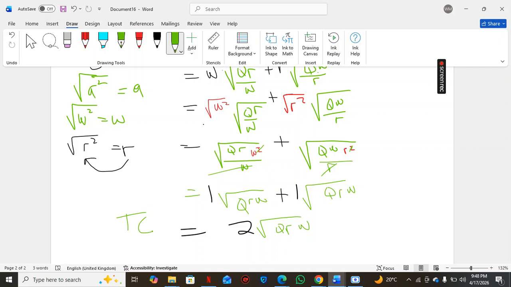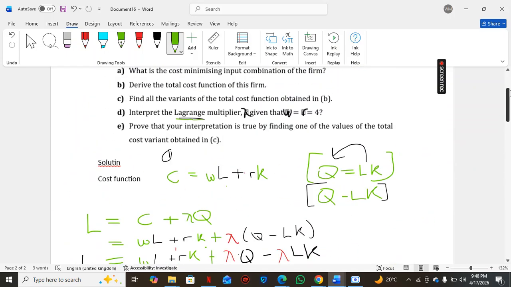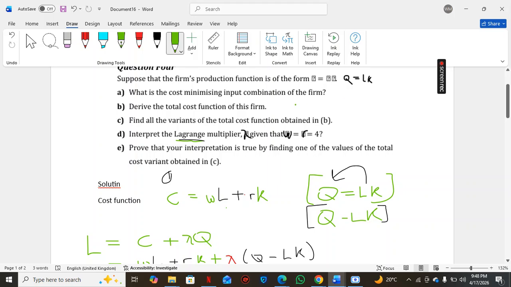When you do a lot of these tabulations, even your brain feels tired. So we're going to the next part now. Part C. Find all the variants of the total cost function obtained in B.